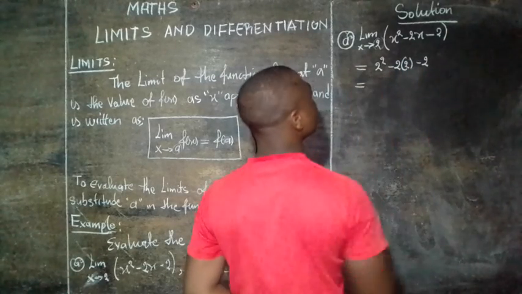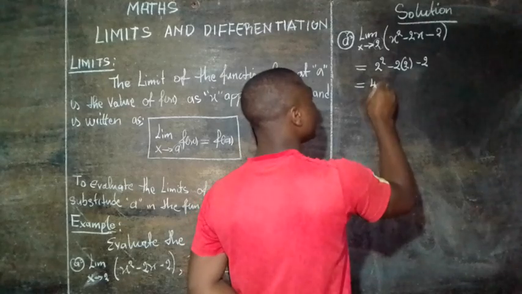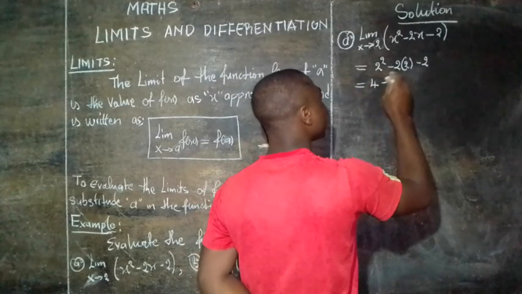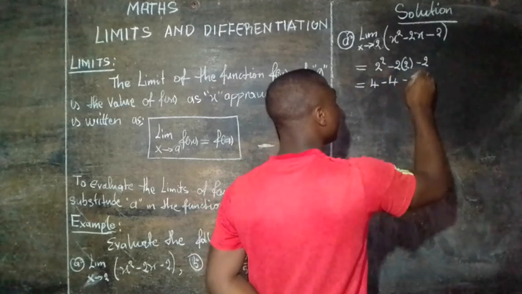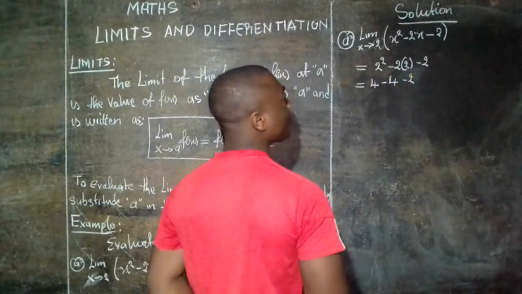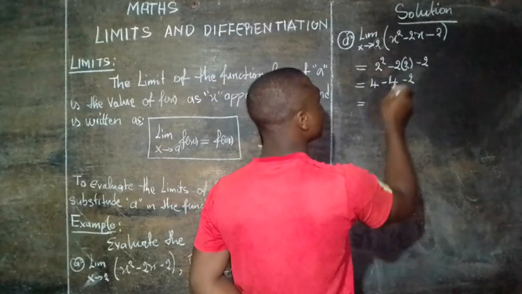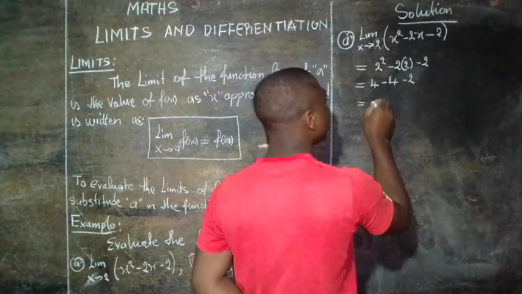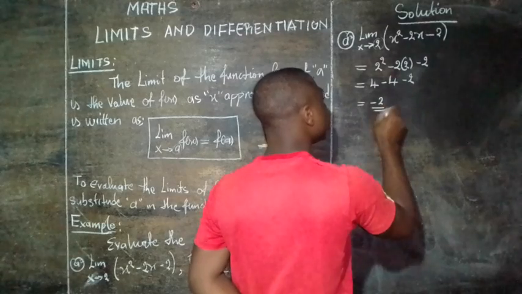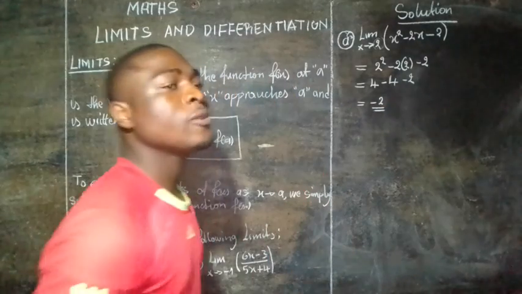What does this give us? It will give us 4 minus 4 minus 2. And you will quickly notice that minus plus goes away, neutralizes, and it becomes negative 2. That's our answer, negative 2.